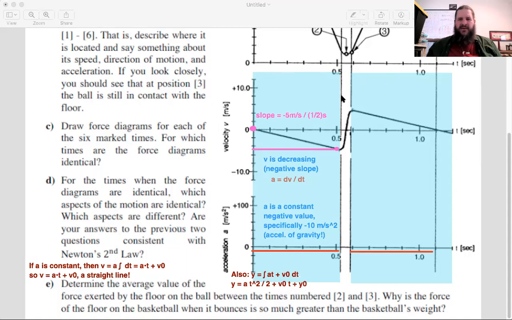In this section between those times, what does that short period of time represent? What's going on during that little tiny bit of time? Yeah, that's the bouncing process itself. That's the period of time when it's in contact with the ground. And so during that period of time, what do you notice about the velocity during that short period of time?